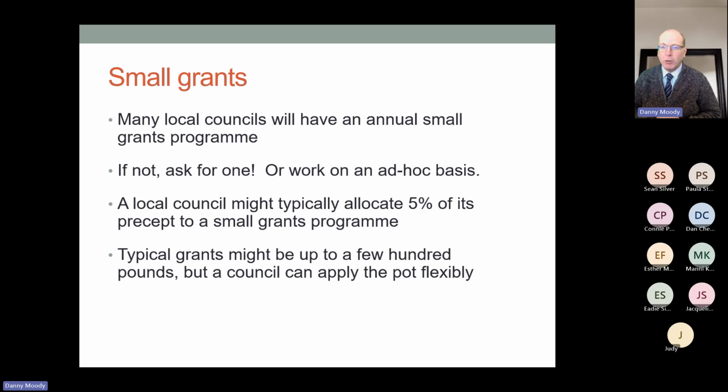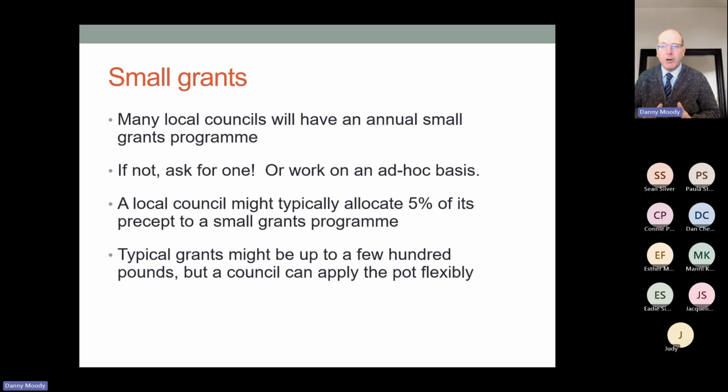If your local parish or town council doesn't have a small grant scheme, then ask them to put one in place. It might be that they just hadn't realised that there was any demand or hadn't thought of it or had missed the advice to set one up. So if they haven't got one, don't despair. That's not necessarily the end of the road. Just get in touch with the clerk to the council and suggest that they consider putting one in place.